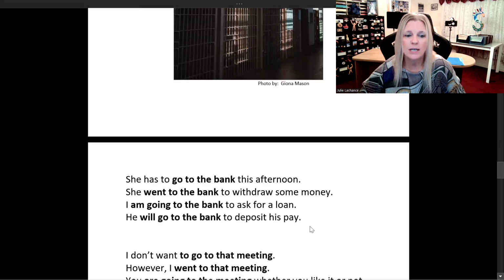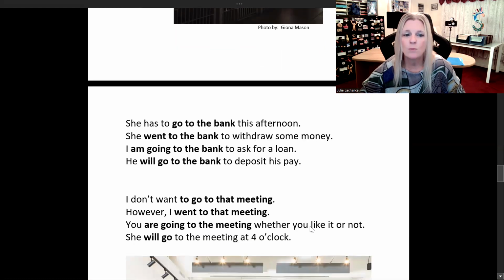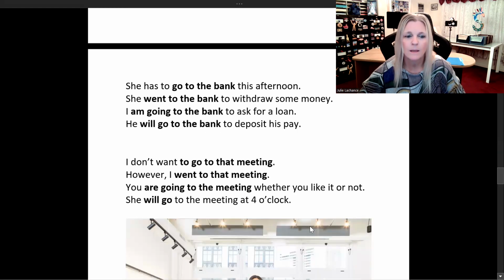Next, she has to go to the bank this afternoon. She went to the bank to withdraw some money. I am going to the bank to ask for a loan. He will go to the bank to deposit his pay.